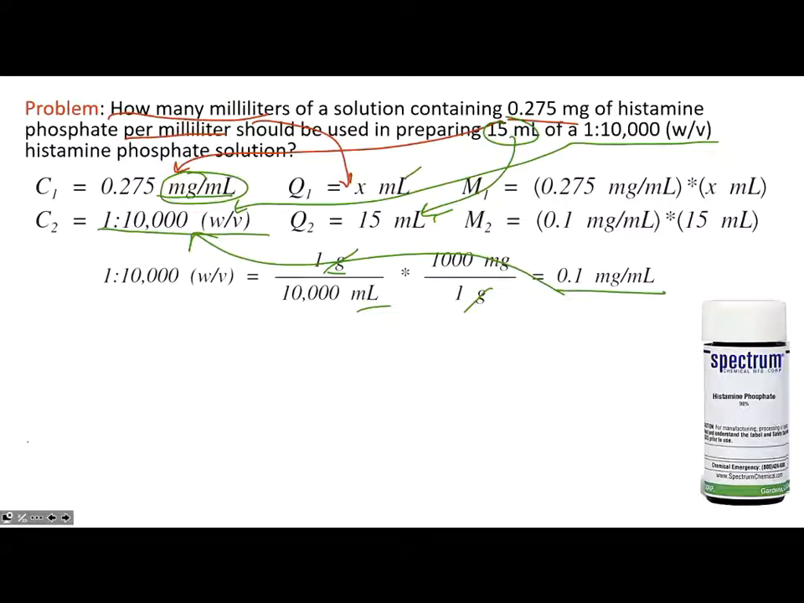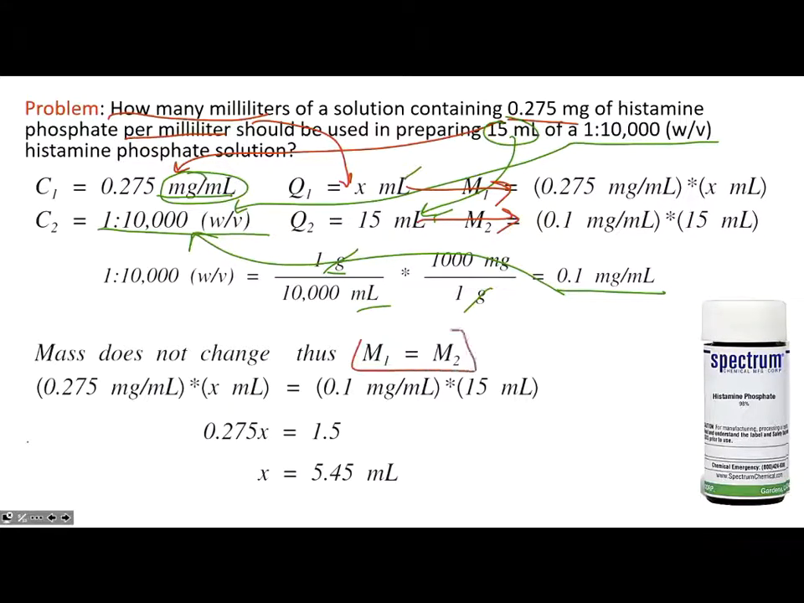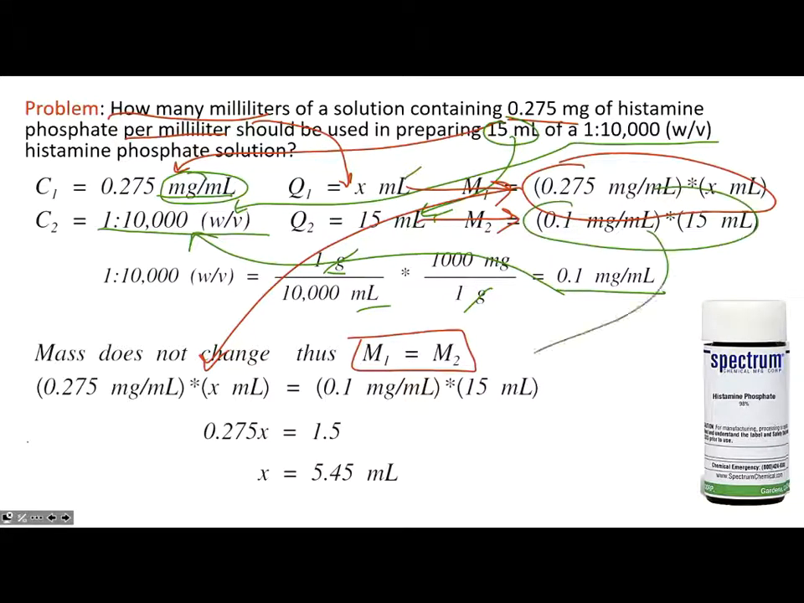So now I can establish what my masses are. The mass for the C1s, going across, is 0.275 milligrams per mil times X milliliters. And my mass 2 is going to be 0.1 milligrams per milliliter times 15 milliliters. Again, just going across and multiplying C times Q. All right? So now we know that this is a dilution here, so M1 is equal to M2. So all I've got to do is take my M1, substitute it down here, and take my M2 from here, substitute it down here, set one equal to the other, and double check: are we in the same units for concentration? Are we in the same units for quantity? Yes, my units match, so I can now ignore the units and just do the math.